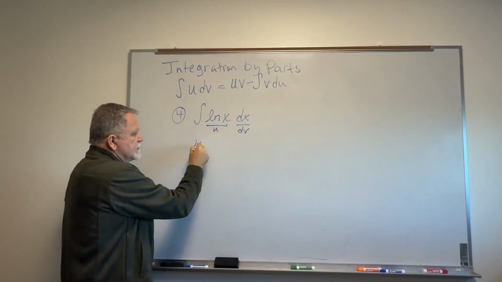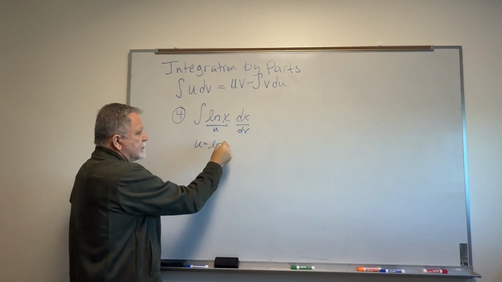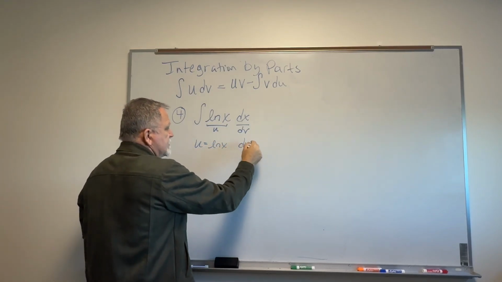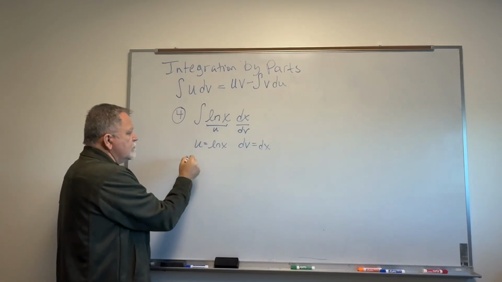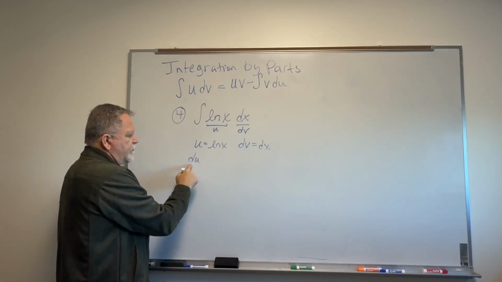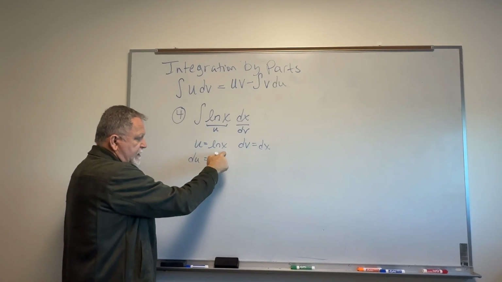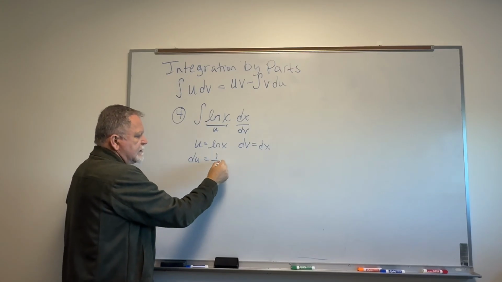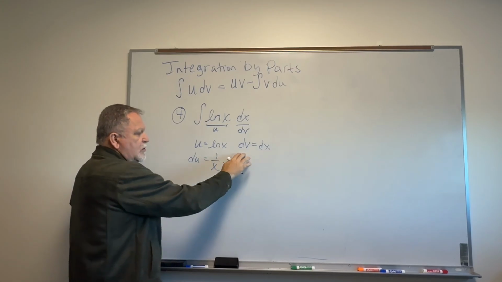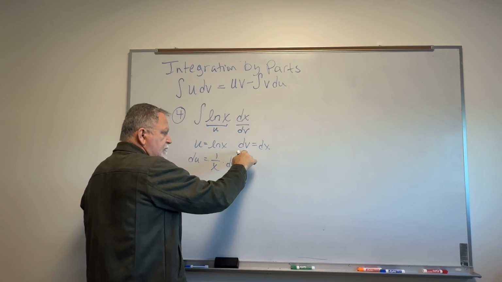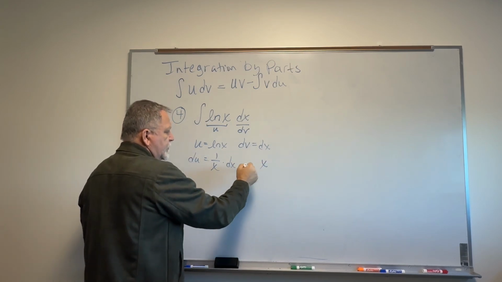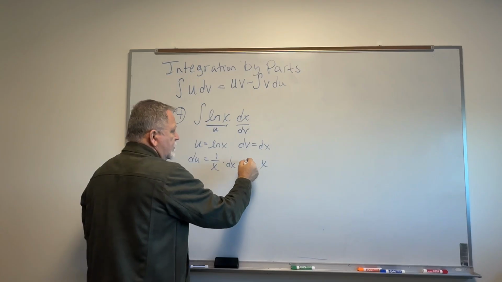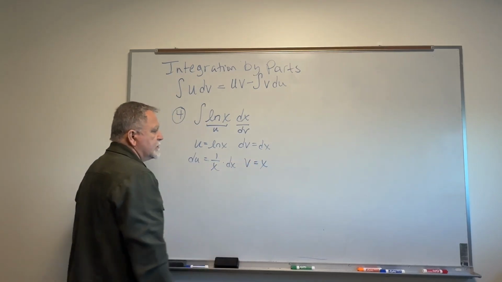So I've got u is equal to the natural log of x. dv is equal to dx in this case. So the derivative of u, or the differential du, is equal to the derivative of this, which is 1 over x, times dx. Over here we integrate. So the function whose derivative is dx is just x. So this is v is equal to x.